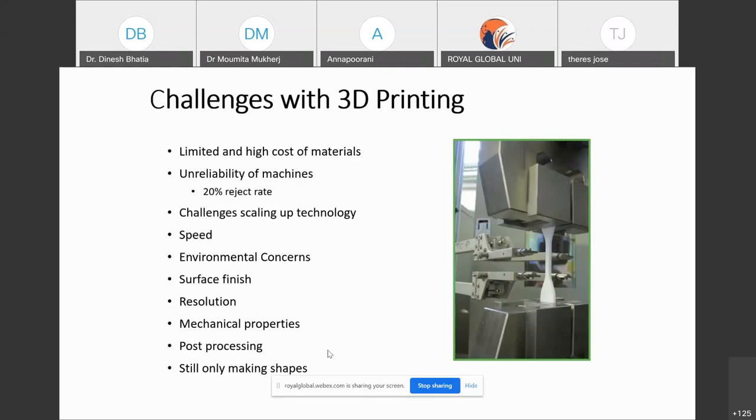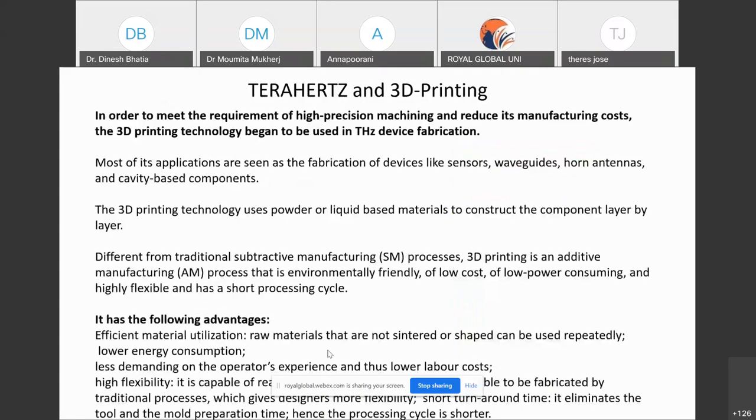Then the challenges. There are obvious challenges. There is limited and high cost of materials, unreliability of machines, a 20% rejection rate even now. And then challenges in scaling up the technology, speed, environmental concern, surface finish, resolution, mechanical properties. So these are some of the challenges. Every technology has its own challenges, but still I must say that it is far better compared to others.